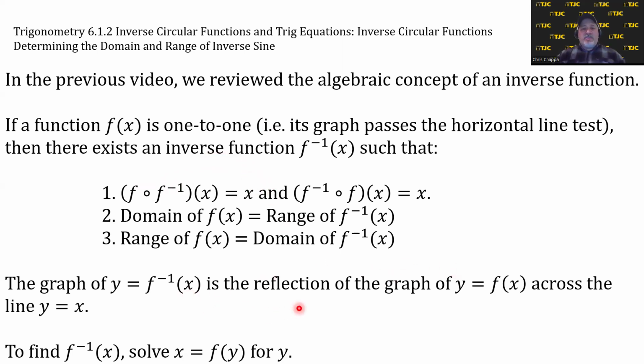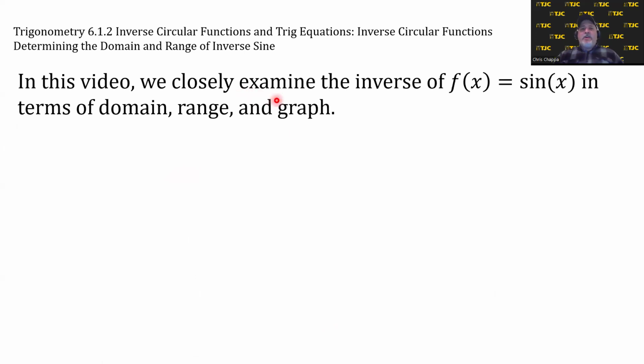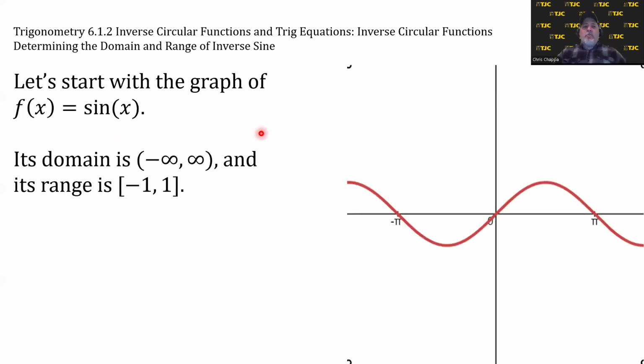The graph of y equals f inverse of x is the reflection of the graph of y equals f of x across the diagonal line y equals x, and to find f inverse of x, we solve x equals f of y for y. So we switch the x and the y, and then we solve. In this video, we closely examine the inverse of f of x equals sine of x in terms of domain, range, and graph. Let's start with the graph of f of x equals sine of x.